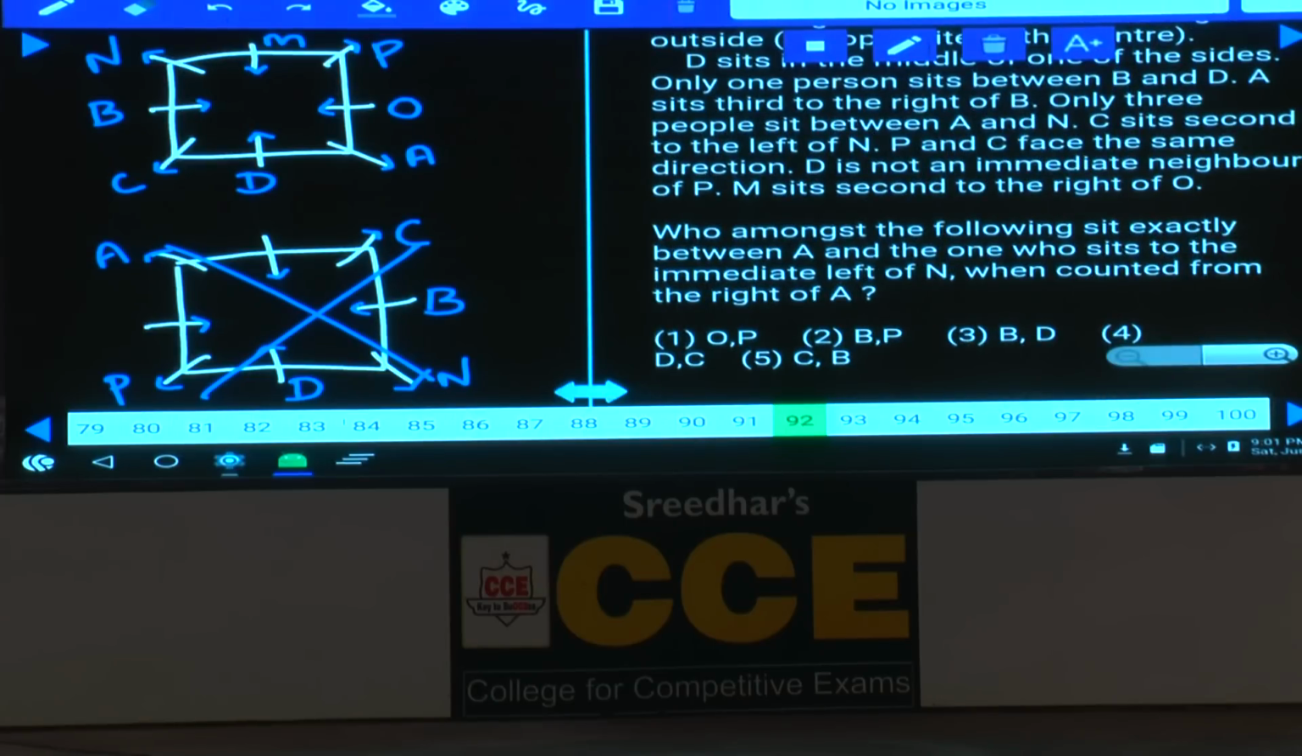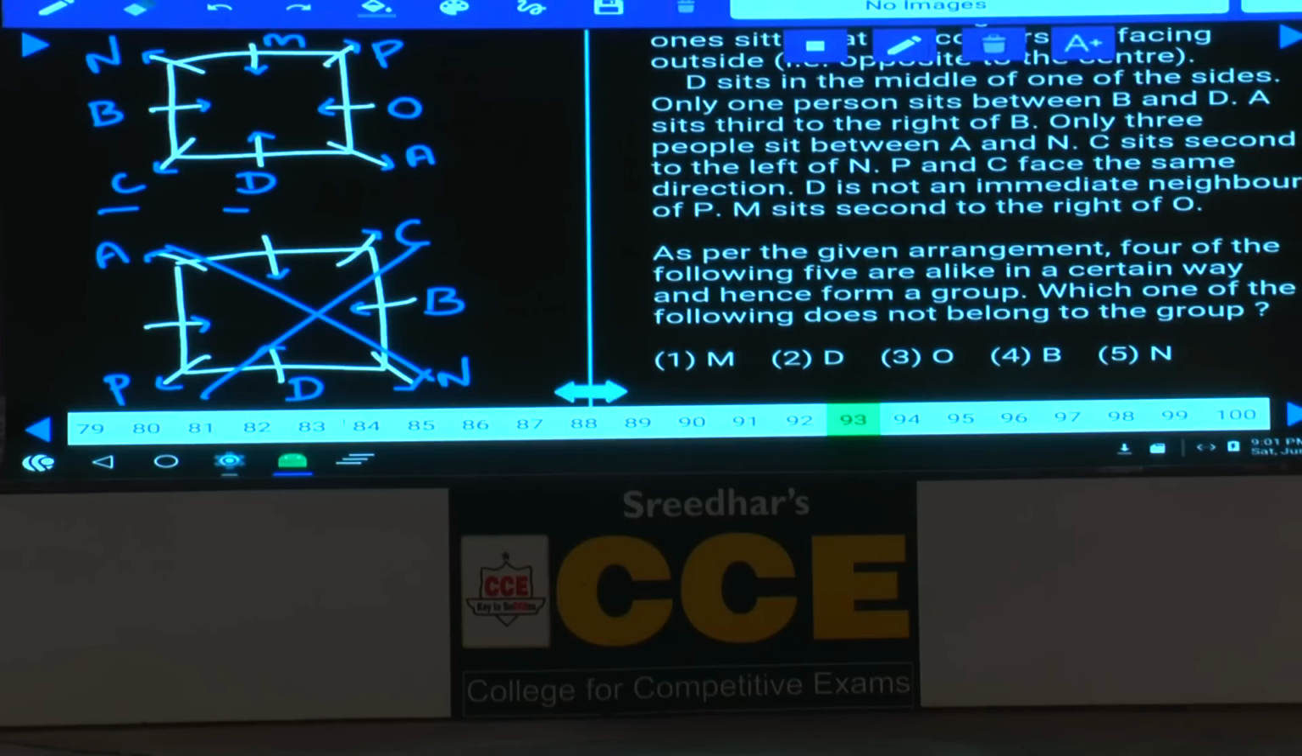Then question number 92. Who among the following sit exactly between A and the one who sits to the immediate left of N? The one who is to the immediate left of N is B. Now in between these two persons, counted from the right of A, tell me who are the persons here? C and D are the two persons. D and C, choice 4.